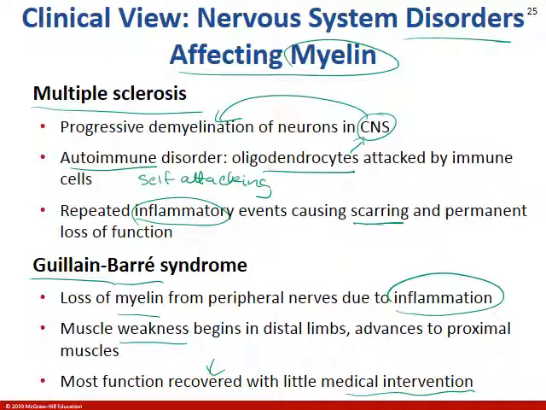It can cause temporary muscle weakness and advance to proximal muscles, which would not be great, right, as we move towards the trunk with breathing, the intercostals, the diaphragm, right? So the myelin can be affected. And that wouldn't necessarily affect the nerve, it would just affect the nerve function.